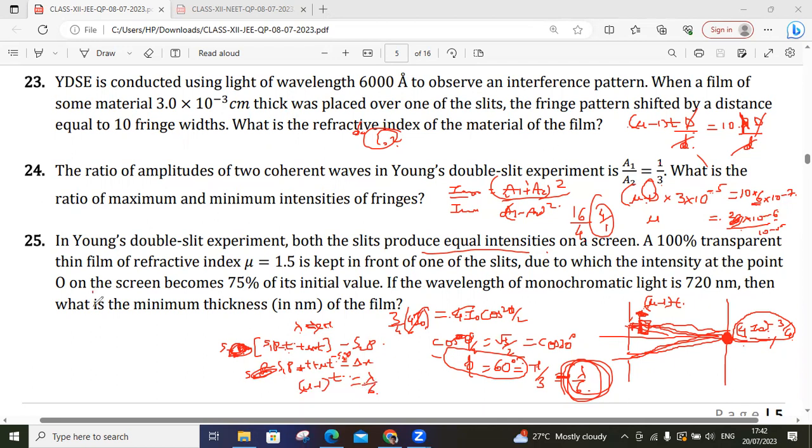They're asking for minimum thickness. So t is equal to lambda, which is 720 nanometer. They are asked in nanometer only, so I will keep lambda in nanometer, lambda by 6 divided by (mu minus 1). Mu is 1.5, minus 1 is 0.5, that is 1 by 2. So 3 2s are 6, 6 4s are 24, 240 nanometer, right?